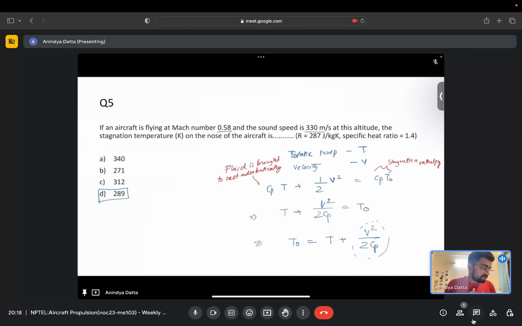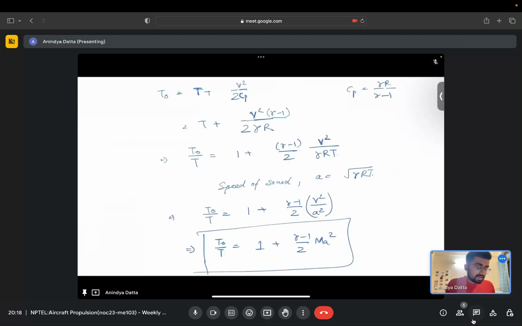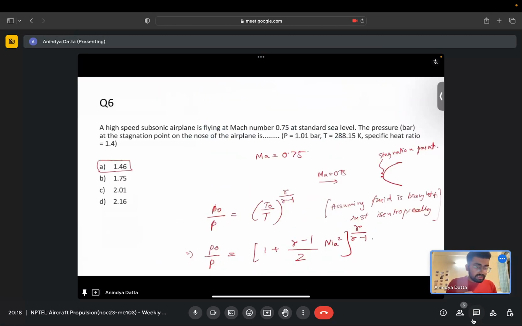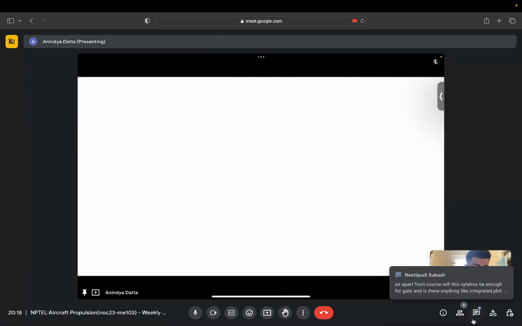Question 5 was again about finding the stagnation temperature just by applying the formula. Once you know the static temperature and the Mach number of the flow, you can directly find the stagnation temperature from this relation. Okay, anything else? Sir, the fifth one, sir.